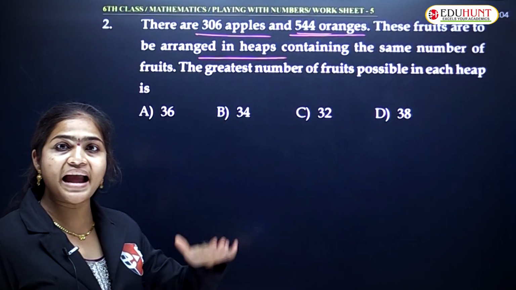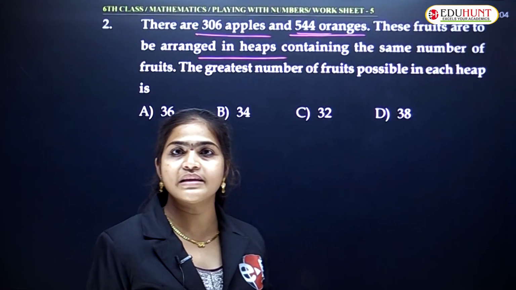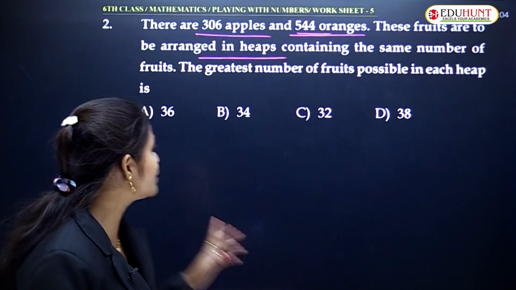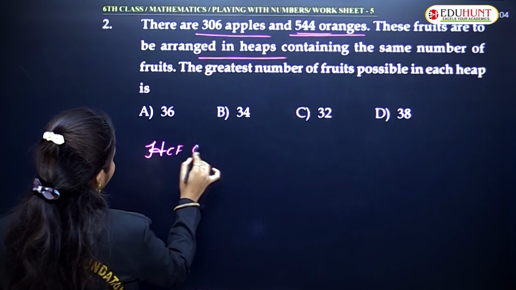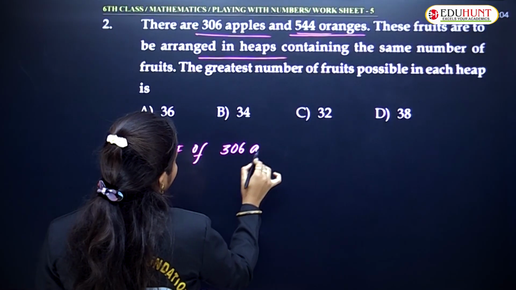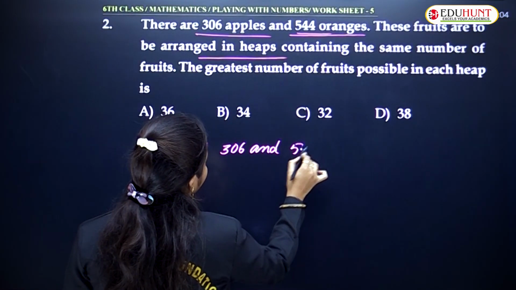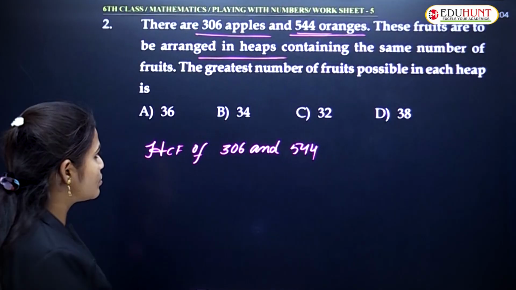So what is the maximum number of fruits we can adjust in that heap? Here also they are asking maximum number. So here also we need to find the HCF of 306 and 544. We need to find the HCF of those two numbers.